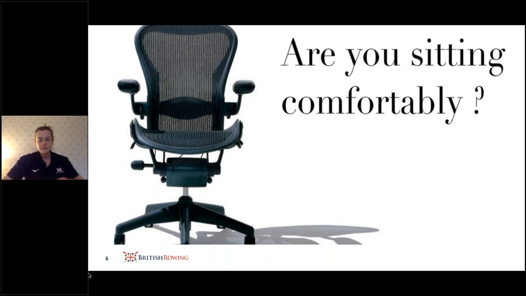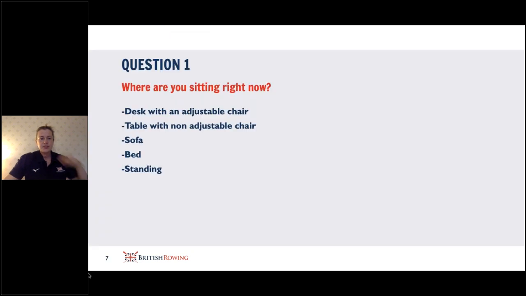But do we actually teach them how to sit, what their pelvis should be doing when they're sat on a rowing machine? So my first question to you this evening, and this is to everybody, is: where are you sitting right now? Are you at a desk with an adjustable chair? Are you at a table with a non-adjustable chair? Are you on a sofa, bed, or standing? You might be somewhere else. Those are the options that we've got for this evening.